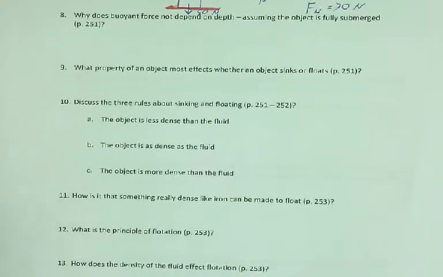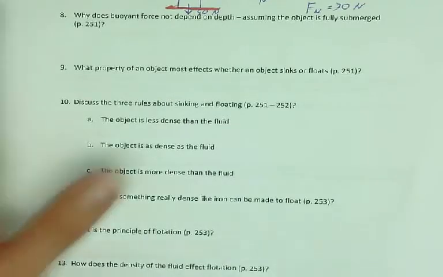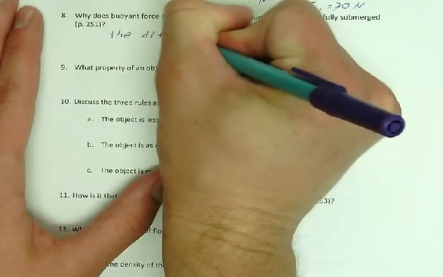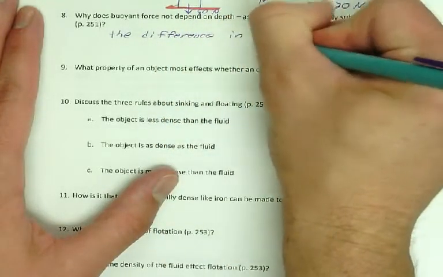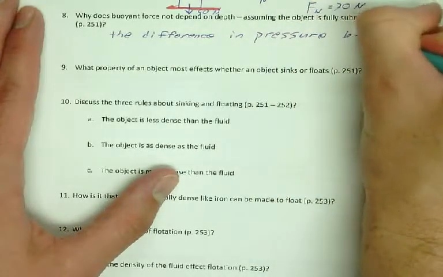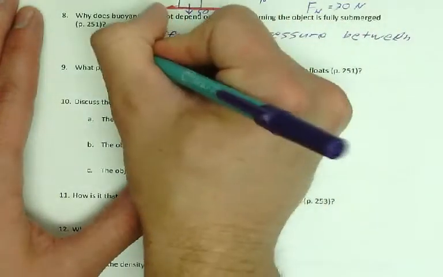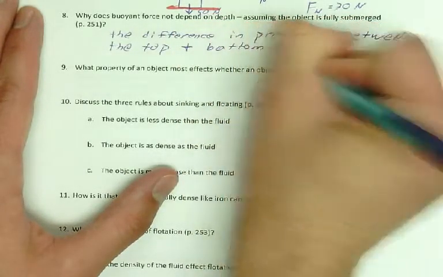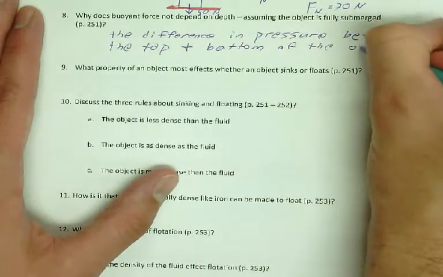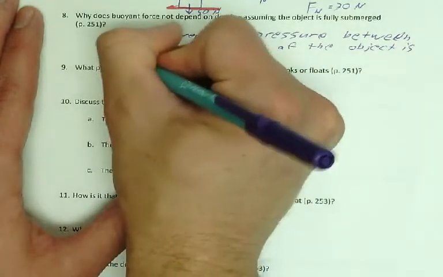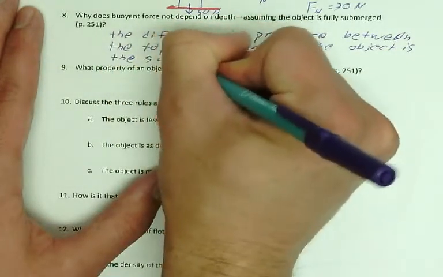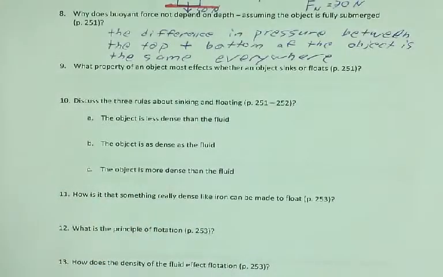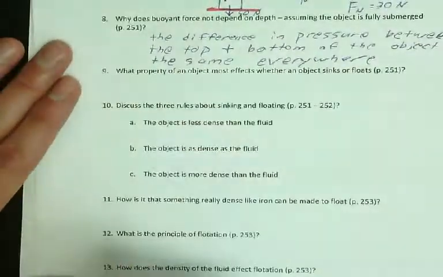Okay, number 8. Why does buoyant force not depend on depth, assuming the object is fully submerged? So the reason it doesn't depend on depth is because the difference in pressure between the top and bottom of the object is the same everywhere. Now, I don't mean that the forces and the pressures are the same. I mean the difference between the pressures is the same.